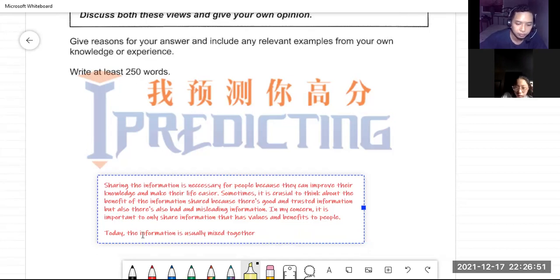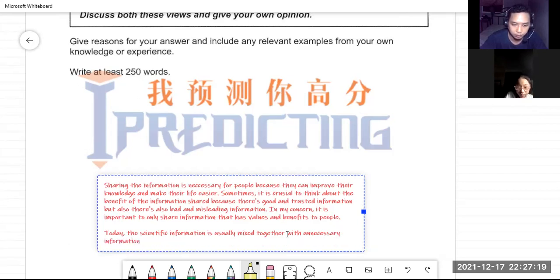Usually the scientific information is usually mixed together with non-important or unnecessary information. Okay, can you read that? Today, the scientific information is usually mixed together with unnecessary information.